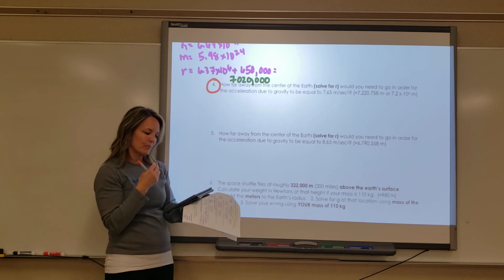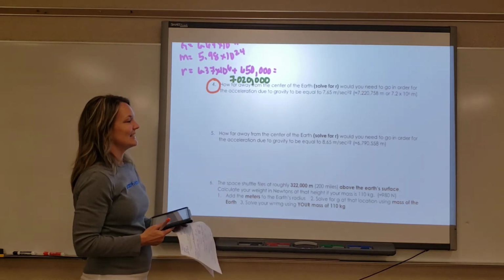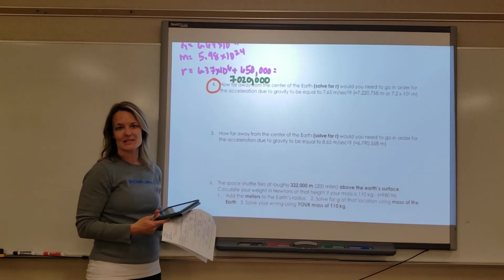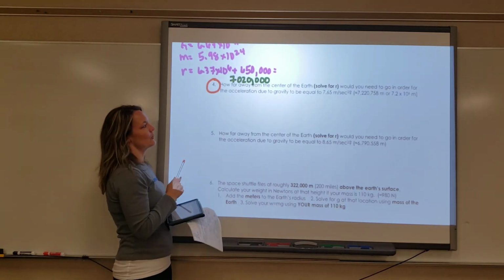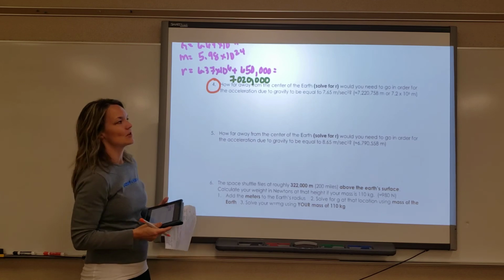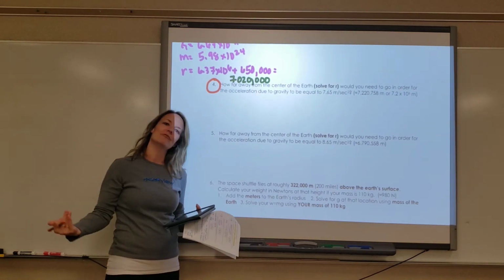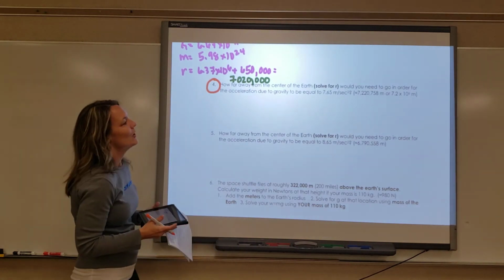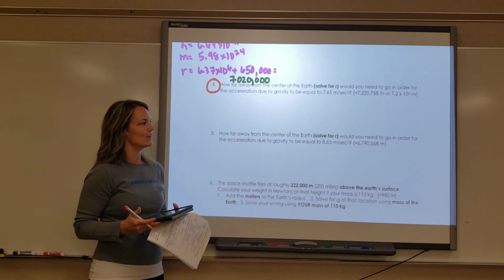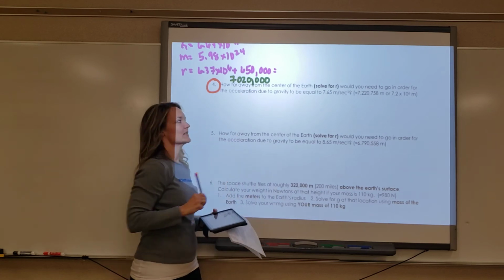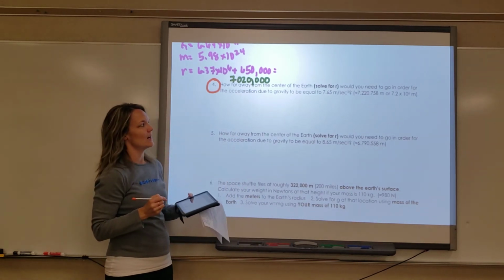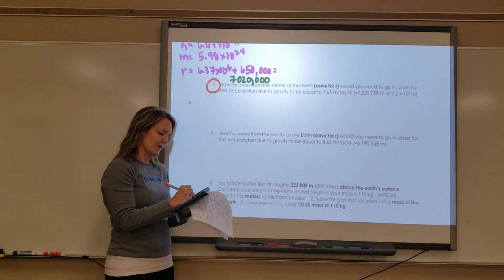Okay, number 4, we are going to try this equation, same equation as before, but we're going to try solving for a different variable. So, how far away from the center of the earth? Solve for r. We want to know how far away from the center of the earth I would need to go in order for the gravity to be less than it normally is, which is, we're going to try and solve it for 7.65. Okay, so same equation.